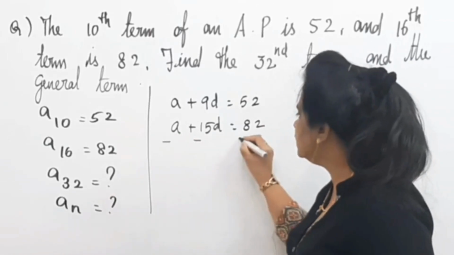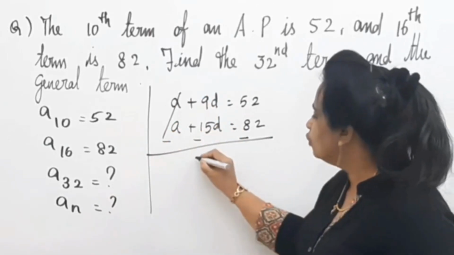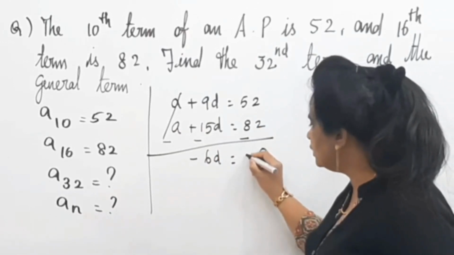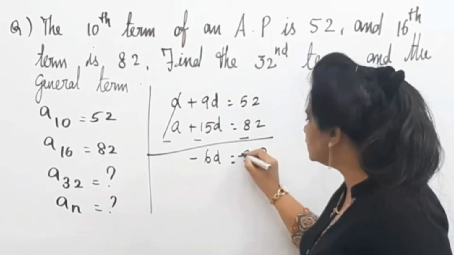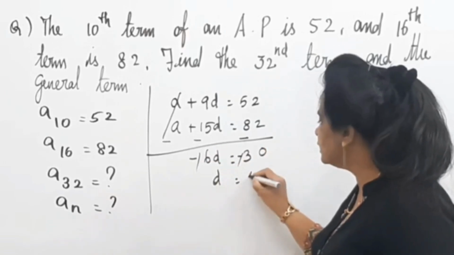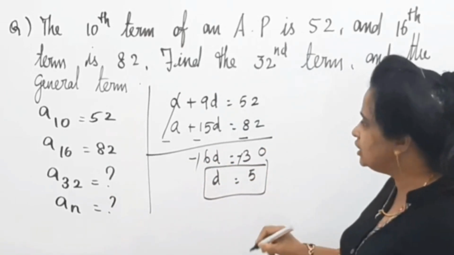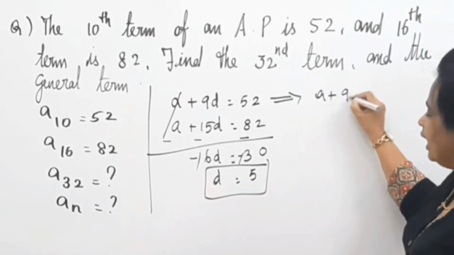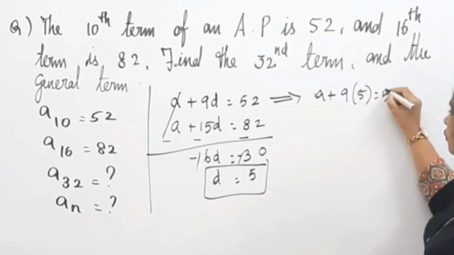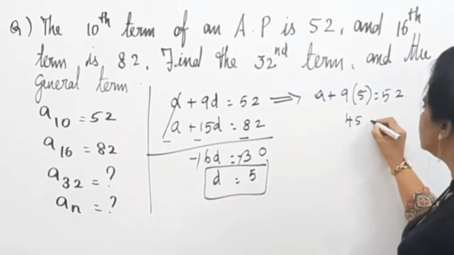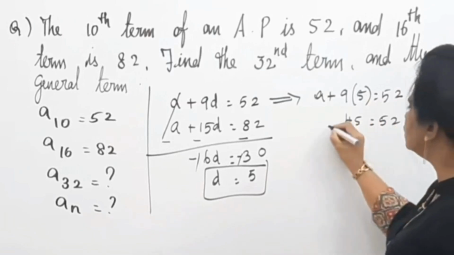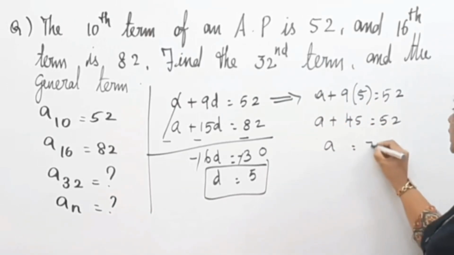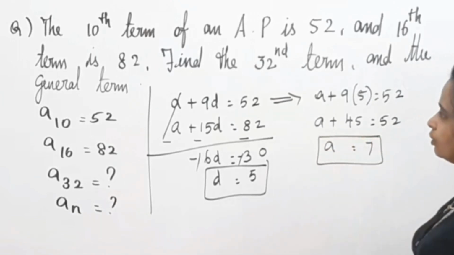Now I will change the symbol here. It gets cancelled. So minus 6d is equal to minus 30, 52 minus 82 is minus 30. So, d is equal to 5. I got my d. Now, I can substitute in this equation. So, a plus 9 into 5 is equal to 52. So, a plus 45 is equal to 52. So, a is equal to 52 minus 45, that's equal to 7. So, I got my a as 7.